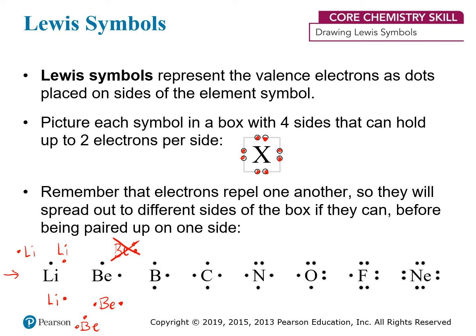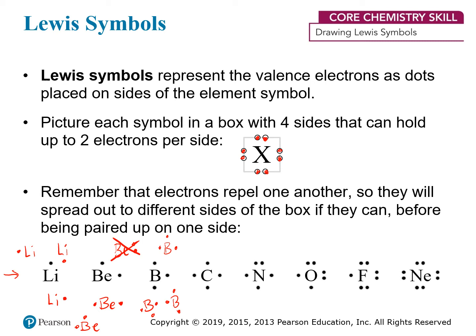Boron is in group 3A, so it has 3 valence electrons, so we would write 3 dots, and again, we would keep them all separate. So you could do boron like that, or you could do boron like that, or you could do boron like that. These are really the only options for boron because you need one side to be blank. So you can leave any side that you want blank, but those are the only 4 options.